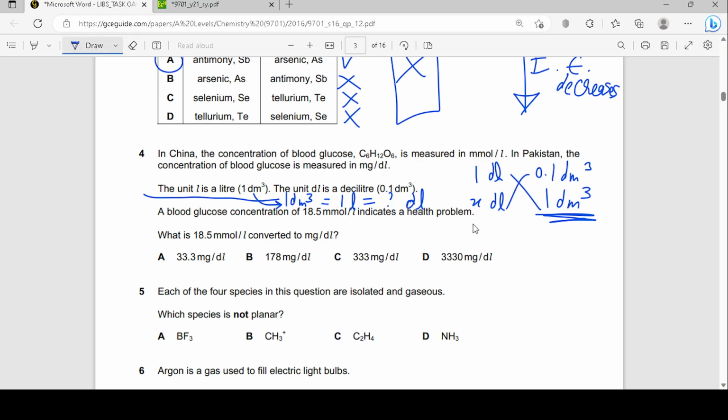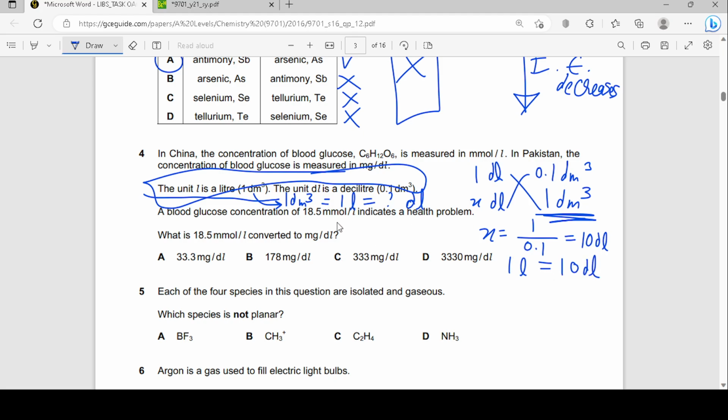You could do it this way as well using this information, and you could just cross multiply. So x equals 1 over 0.1, which is 10 deciliters. So basically, 1 liter equals 10 deciliters. Okay, that's just the conversion from liters to deciliters because they give you liter over here and deciliter over here, right? So now let's start the conversion.